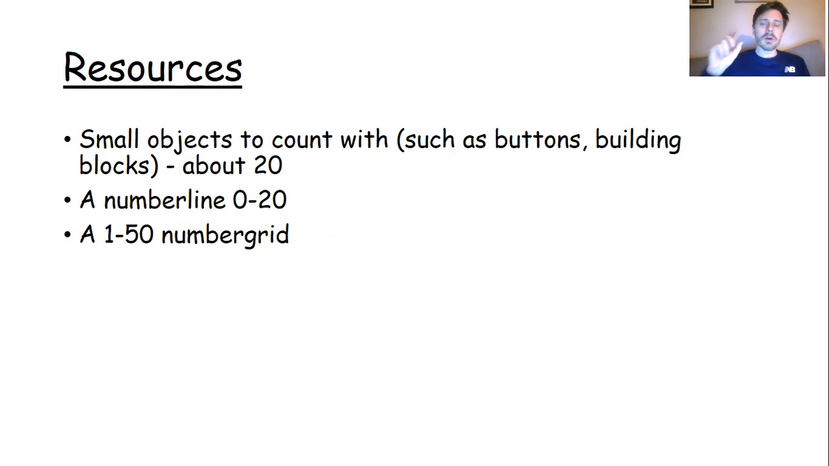So small objects to count with, just like before, buttons, building blocks, about 20 should be all right today. If you have got a number line to hand, a 0 to 20 number line, that's great. If you want bigger, that's fine. You can still use that. It would be great if you've got your 1 to 50 number grid as well, and anything else like pencils and pens you need. Okay, if you need to grab this stuff, pause the video and unpause when you're ready.